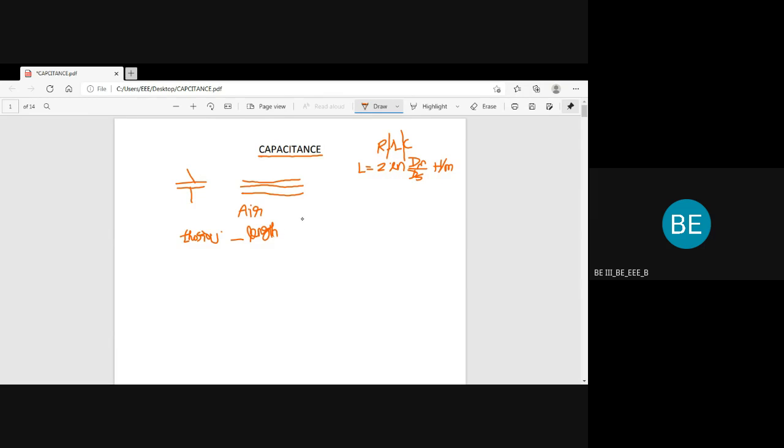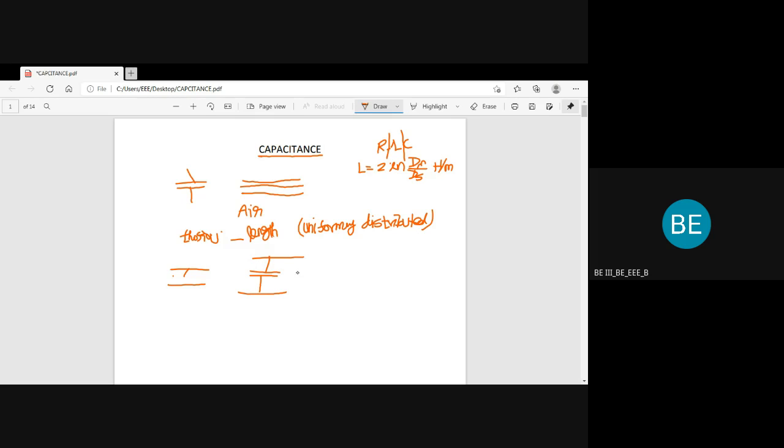So that we call a uniformly distributed line, like inductance, resistance, and all those things. Capacitance will be uniformly distributed along your transmission line. Right. If we apply a voltage between the two conductors, capacitance will be existing there.